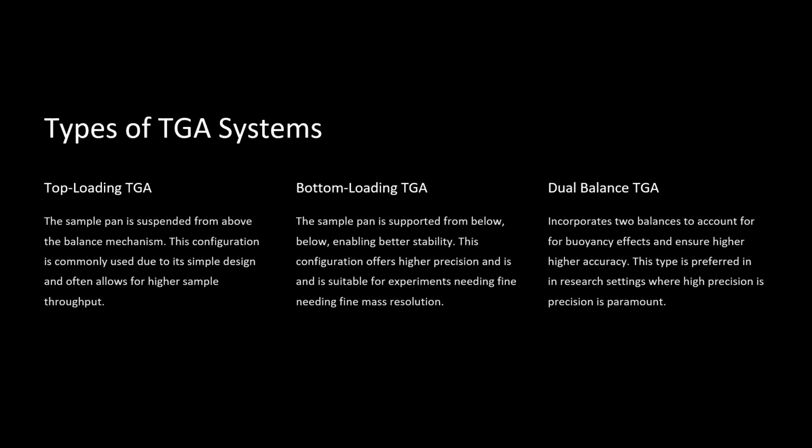There are three types of TGA system: top loading TGA, bottom loading TGA, and dual balance TGA. In top loading TGA, the sample is placed in a pan suspended from a balance located above the furnace. It is suitable for small and light samples, and it offers high sensitivity and rapid heating. In bottom loading TGA, the sample is placed on a platform or pan located inside the furnace. The balance is positioned below the furnace, and it is commonly used in high temperature applications due to improved thermal insulation. Third one is the dual balance TGA system.